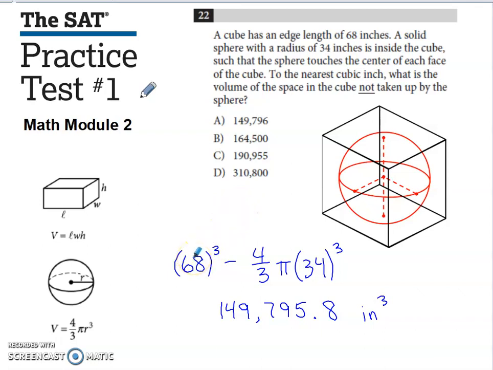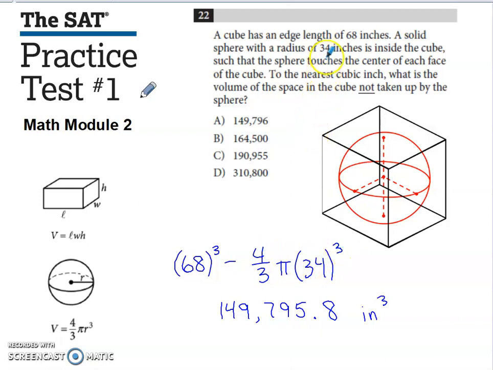So length times width times height for the volume of the cube is going to give me 68 times 68 times 68, or 68 cubed. I'm going to subtract off the volume of the sphere, since my goal here is to find the volume that's inside the cube but outside the sphere. So I'm going to subtract off 4/3 pi r cubed.